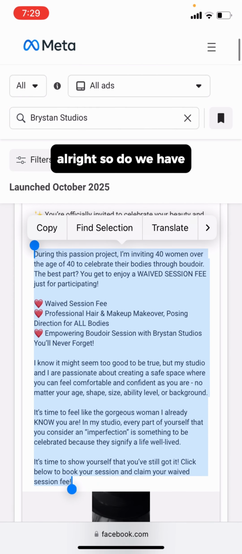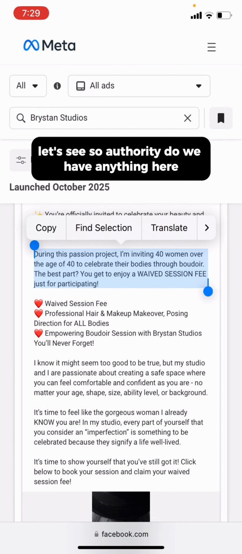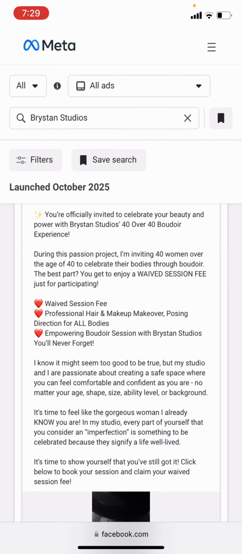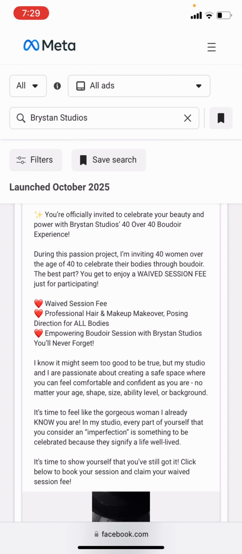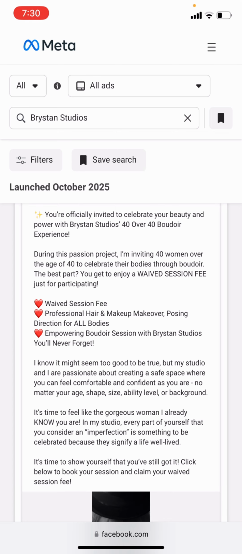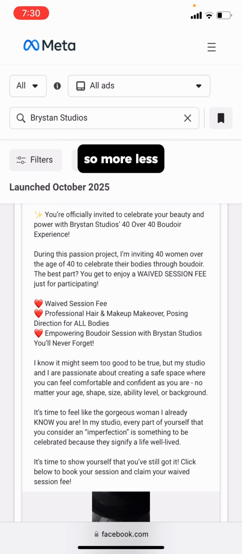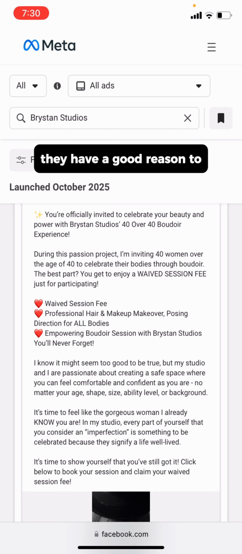All right, so do we have, let's see, authority, do we have anything here? Celebrate their bodies through Boudoir. The best part, you get to enjoy waived session fee for participating. So no. We're missing the authority. So less women are going to feel like they have to read the rest of the ad copy. They don't have a good reason to.